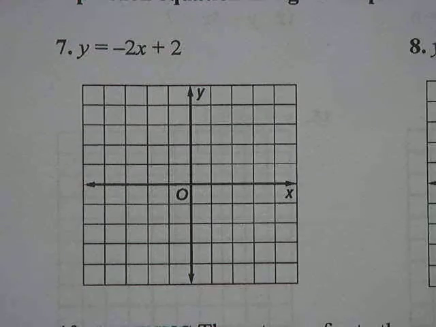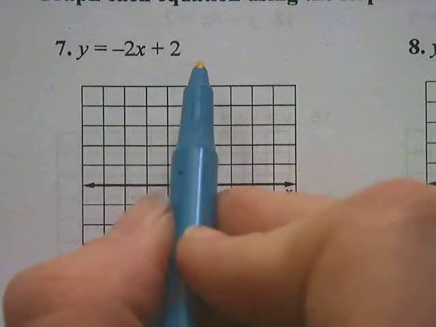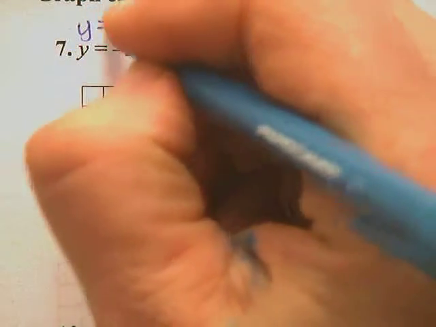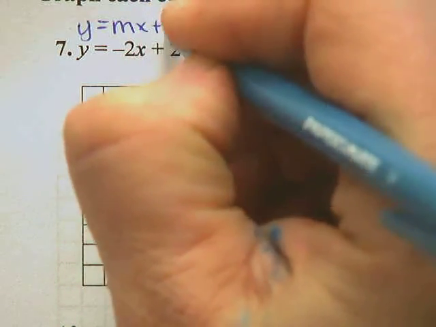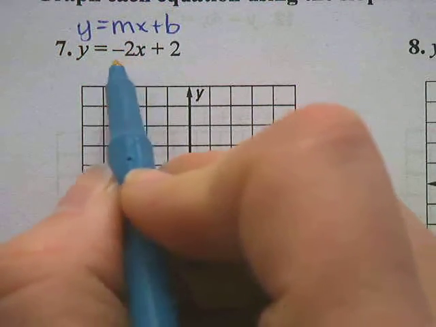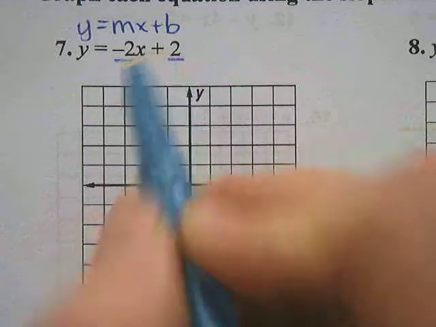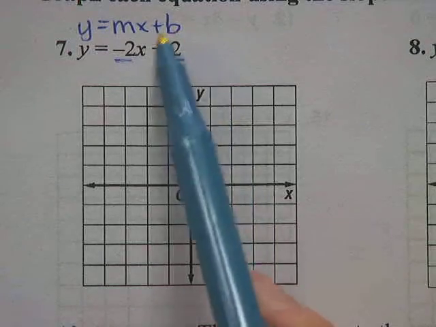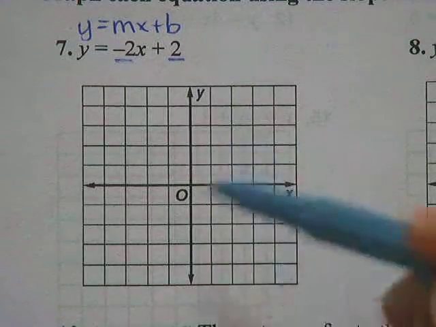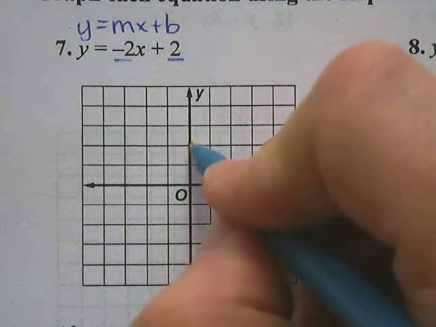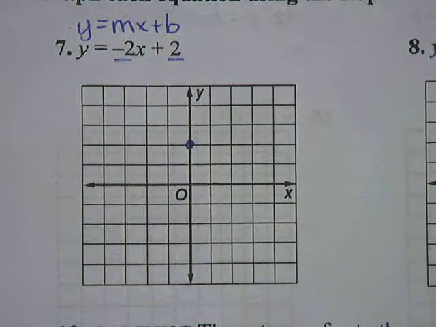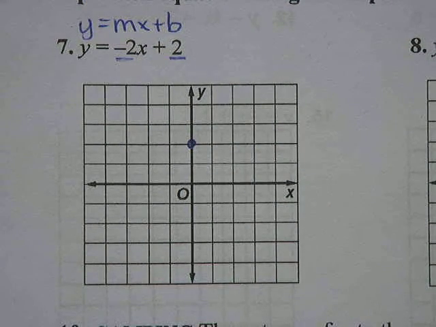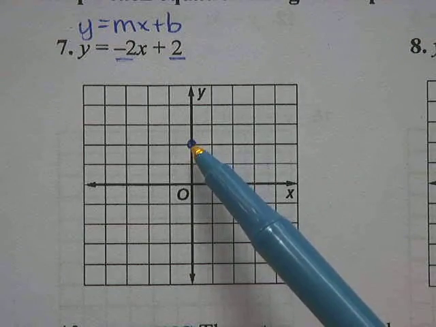Okay, let's take a look at number 7. So now that you've recognized an equation if it's in y equals mx plus b form, we know that the slope is -2 and the y-intercept is 2. Now we want to translate that to the graph. So what you're going to do is the easiest point to find is the y-intercept. So we're going to go on our y-axis up to 2 and we're going to put a dot because our line goes through the y-axis right at that point.